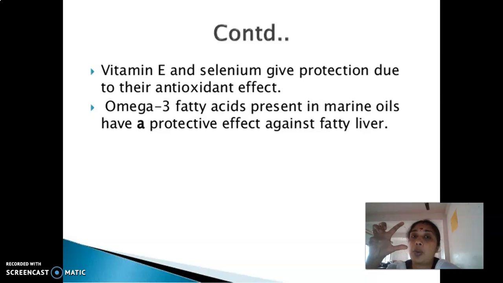They are the least dense molecules. Then it is followed by very low density lipoproteins.